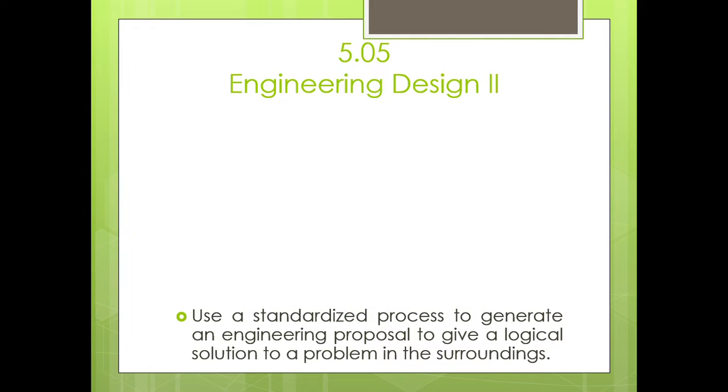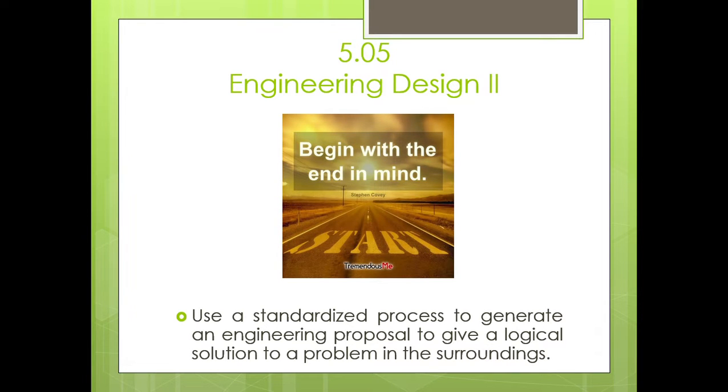Let's continue. Our topic is 5.05, Engineering Design Part 2, and we have to begin with our end in mind. For this week, our end in mind is to use a standardized process to generate an engineering proposal to give a logical solution to a problem in the surroundings. This is the first thing that you need to copy in your Word document. Make sure that you do it and come back after you have done it.